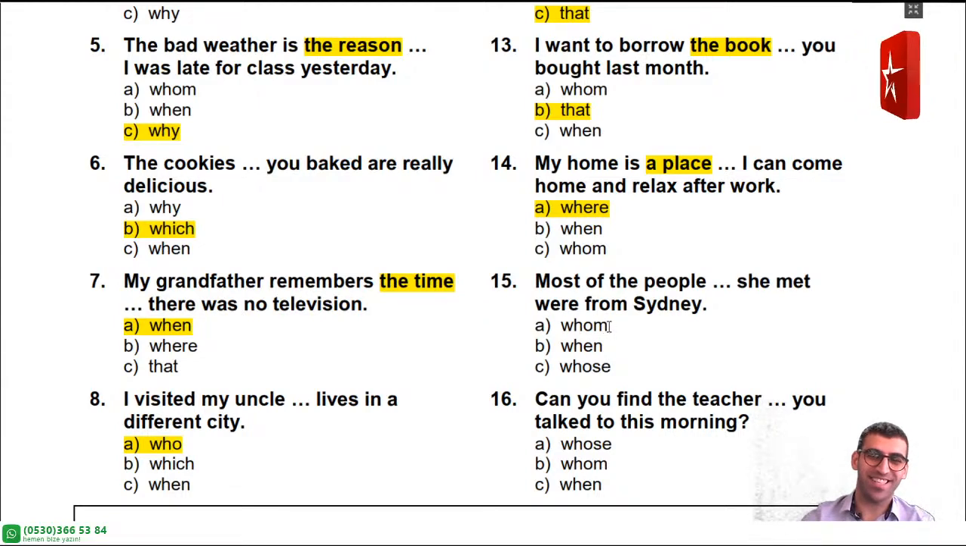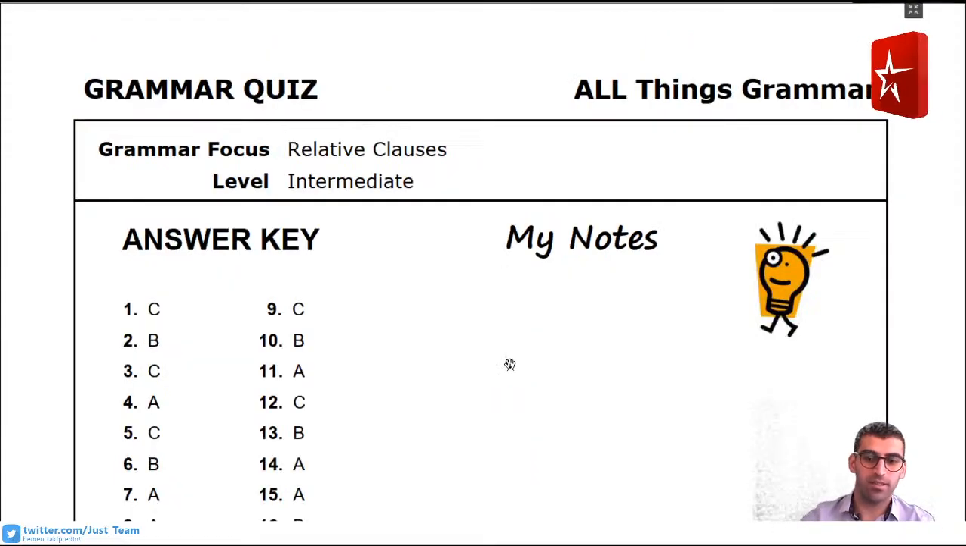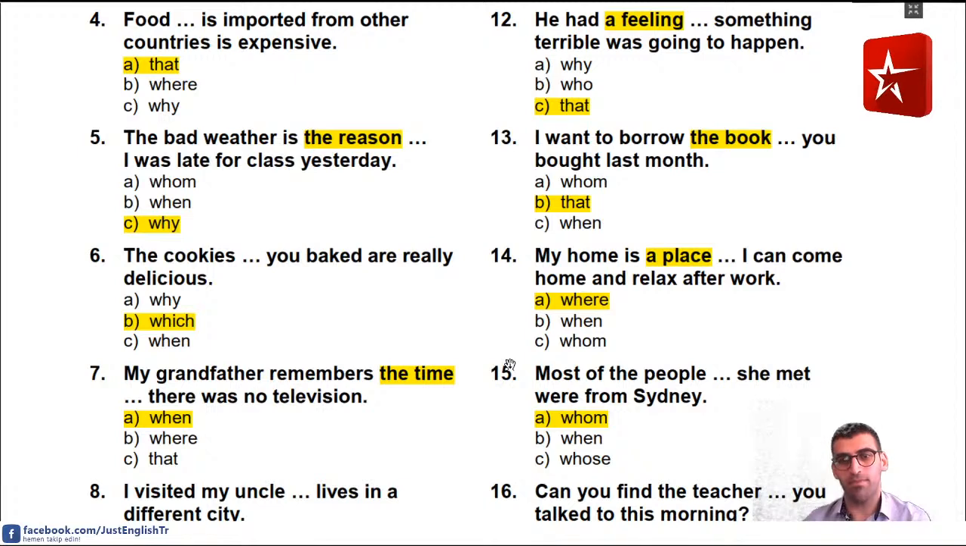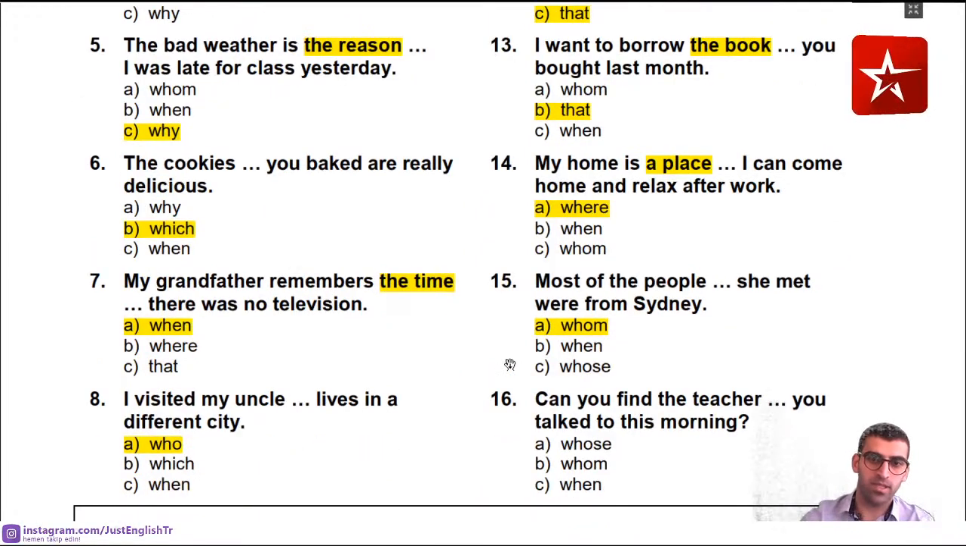Whom is a correct answer. Yes, because this is the object of, yeah. Most of the people whom she met were from Sydney, not whose, not when. Okay, whom is correct answer for 15. And the last one, number 16. Can you find the teacher? Can you find the teacher? Whose, whom, and when?